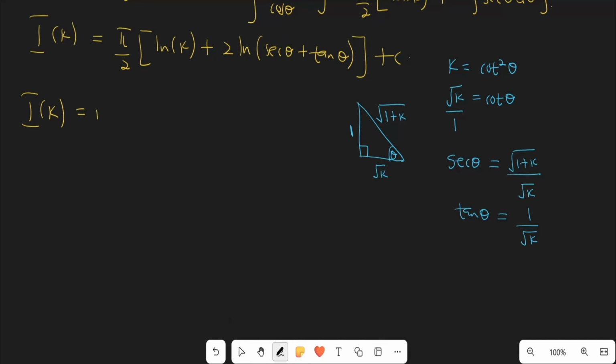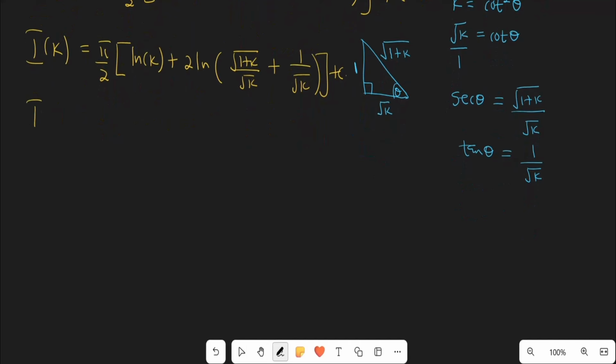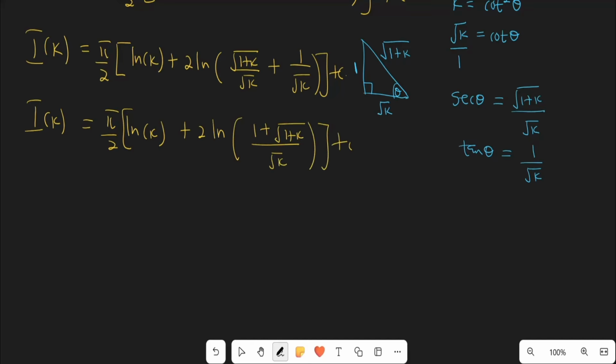So I of k is pi over 2 multiplied by the ln of k, plus 2 times the ln of secant of theta, which is the square root of 1 plus k all over the square root of k, plus tangent of theta, which is 1 over the square root of k, plus the constant of integration. I of k is equal to pi over 2 ln of k, plus 2 times the ln of 1 plus the square root of 1 plus k all over the square root of k, like this, plus the constant of integration.